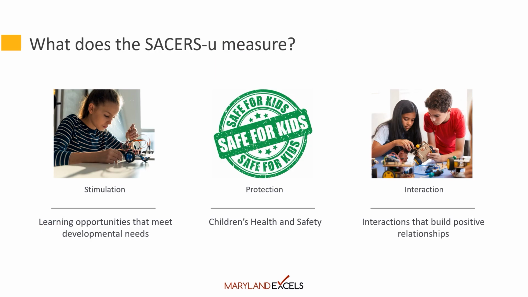These three main concepts, stimulation, protection, and interaction, are found throughout all of the items and subscales in all of the environment rating scales. They are three of the ingredients for providing a higher quality early care and education program. No one ingredient is more or less important than the others, nor can one substitute for another. It takes all three to create quality care.